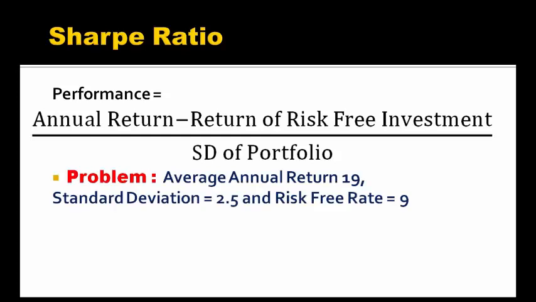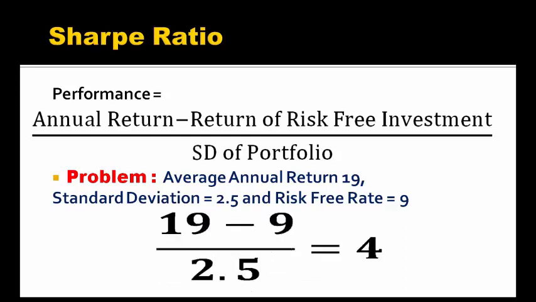Okay, by taking one problem, we can understand the performance of the mutual fund as per the Sharpe ratio. What is the problem? Average annual return is 19, standard deviation is 2.5, and risk-free rate is equal to 9. Okay, now we solve this problem.